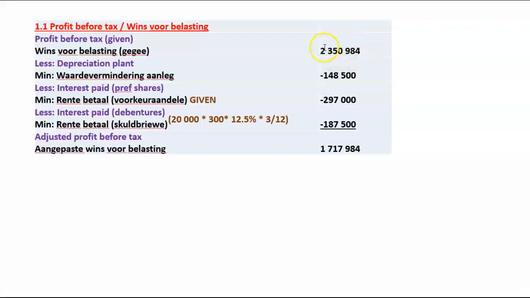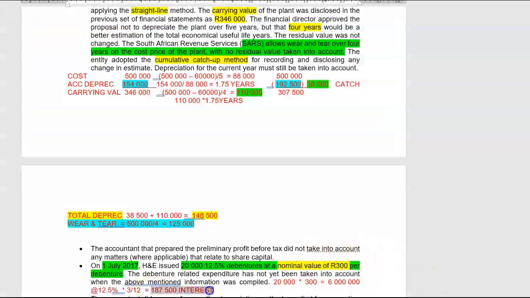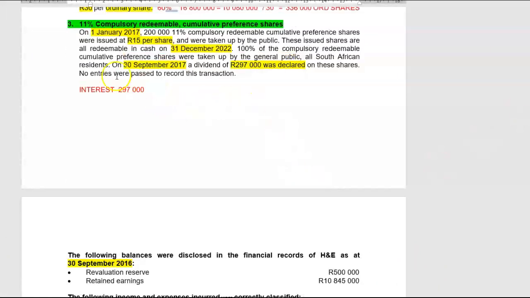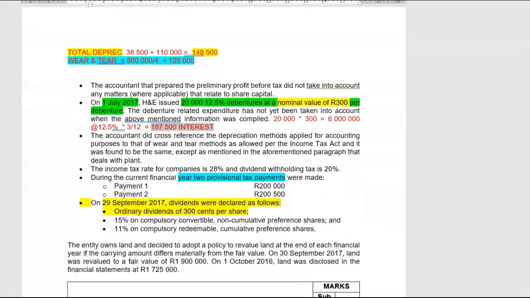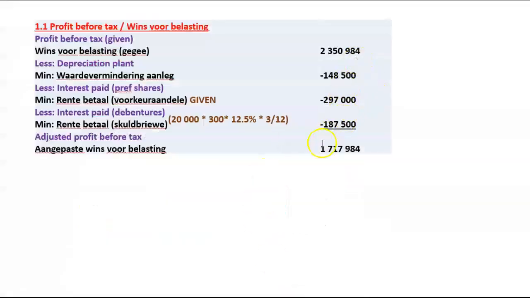So we start with our preliminary profit. We're going to deduct that actual depreciation on the plant of 148,500. We're going to deduct the interest on the cumulative preference shares, and we're going to deduct the interest on the debentures. That 187,500, we're going to deduct that as well. So if we go back to that 297,000, it is the depreciation there of 148. It is another 187,500 worth of interest. And that then gives us our adjusted profit before tax of 1,717,984. And guys, then we park that figure.